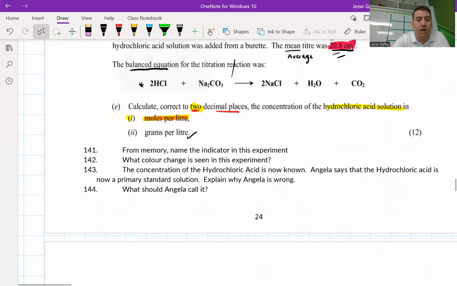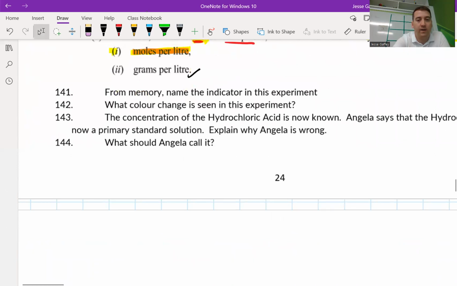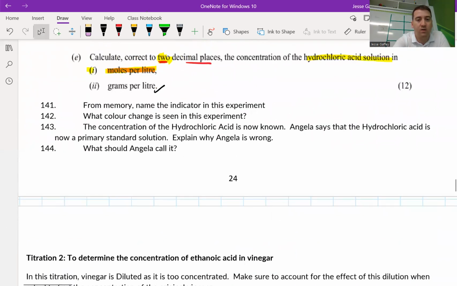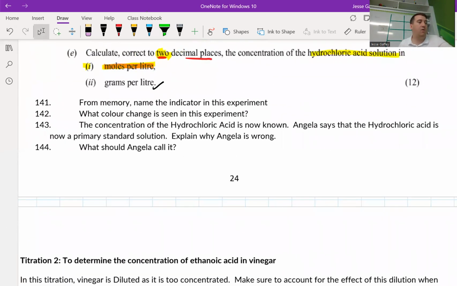There's a couple more little questions here, okay, that are kind of recall questions. And I'm going to get you now at this stage to pause the video and have a go at these questions now. So 141 to 144. Pause the video, have a go at them now, please.